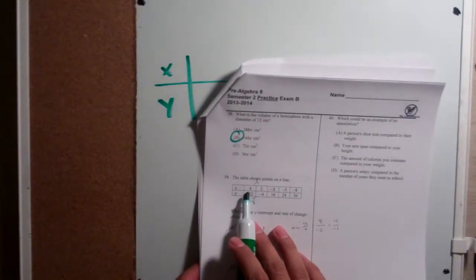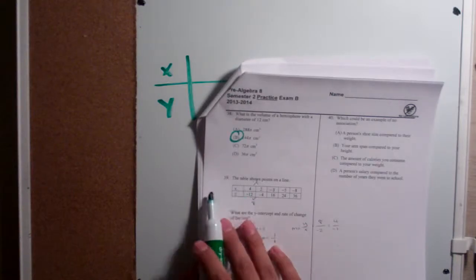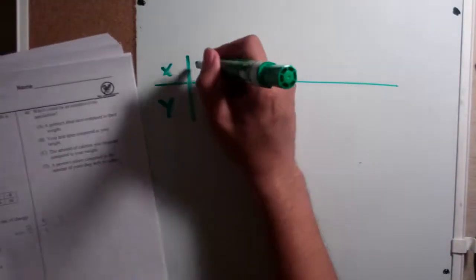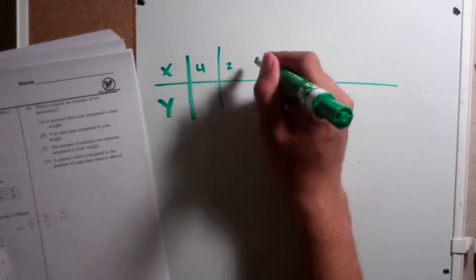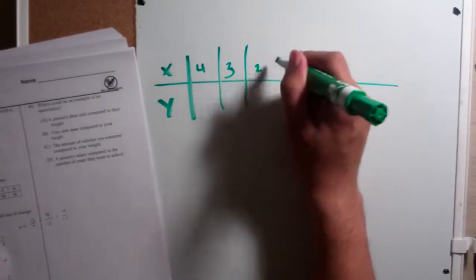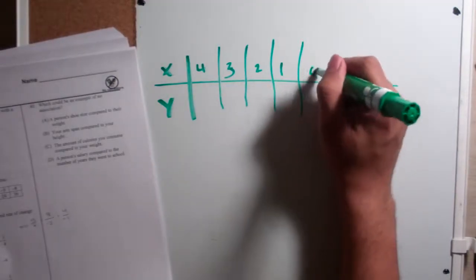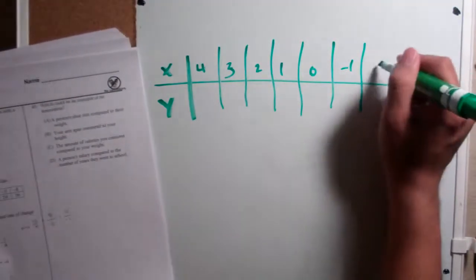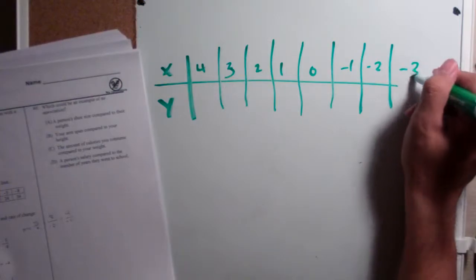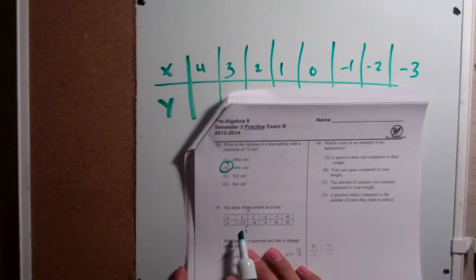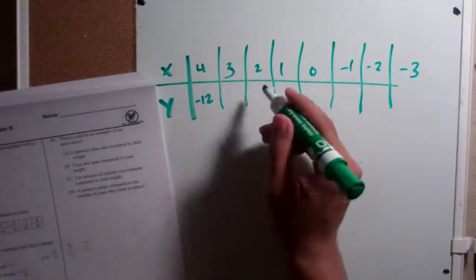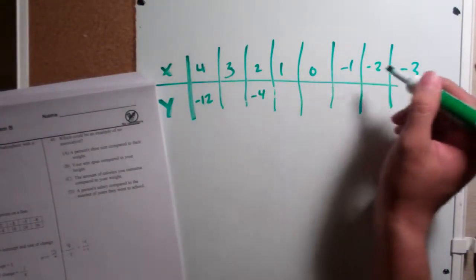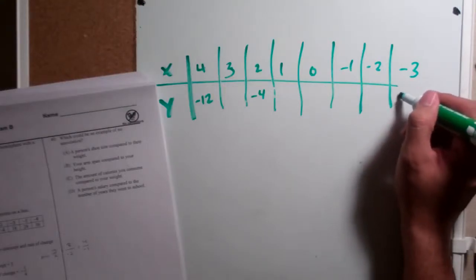Now, starting with this, I want x's all the way from 4 as far as I can go. So we have 4. Looks like we're decreasing here, so I'm just going to go like this. So 1, 0, -1, -2. I'm going to stop at -3, even though it continues. Now the information that we know: when x is 4, y is -12. When we have 2, we know that y is -4. And when we have -3, we know that y is 16.